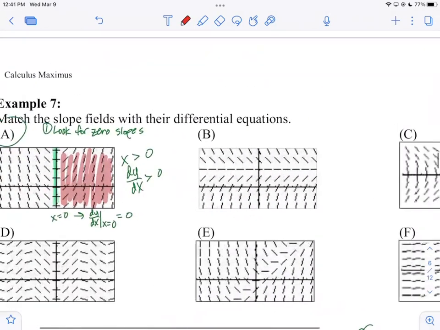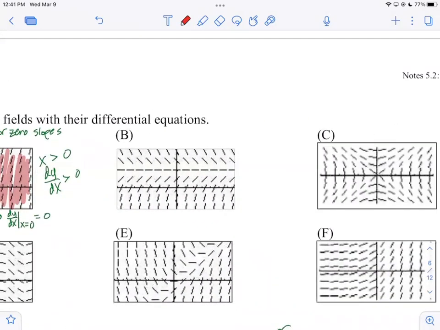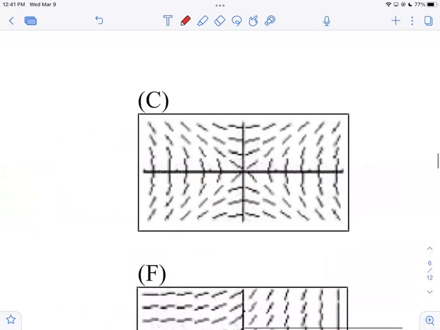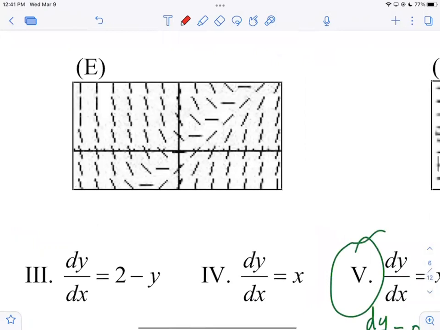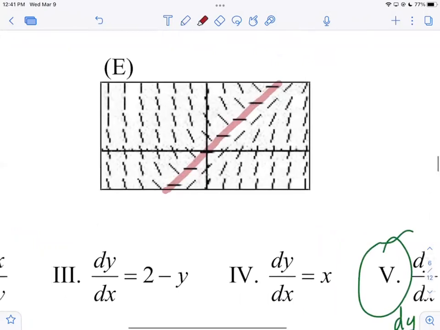So I know it's not A. How about B? Nope, not B. How about C? Nope. How about F? Nope. E? Ooh, possibly, right? And how about D?